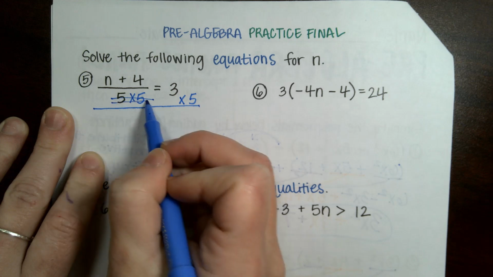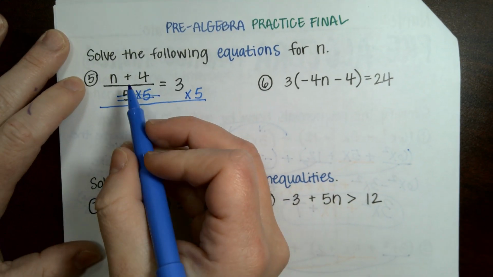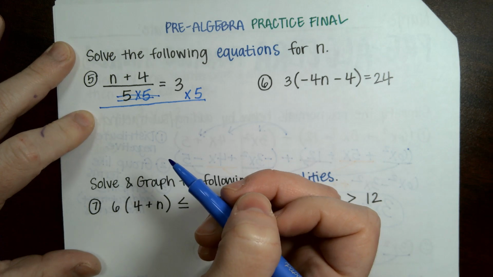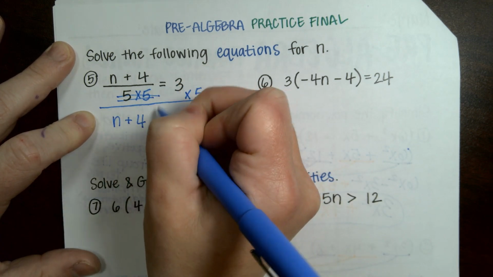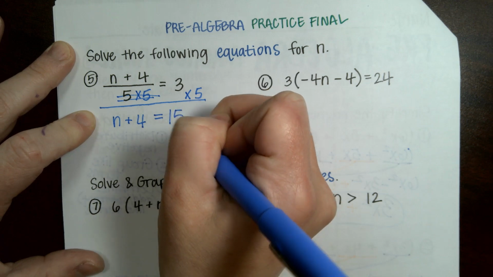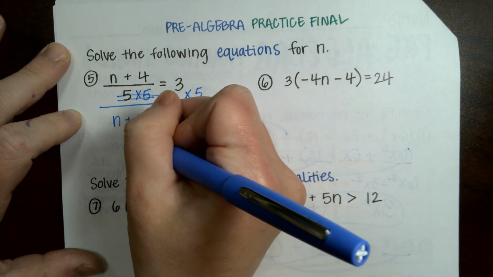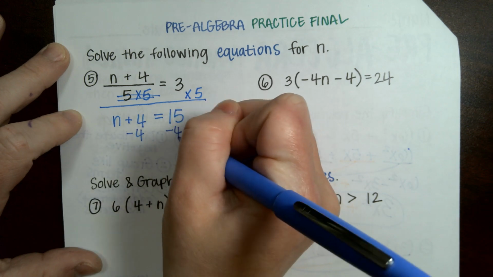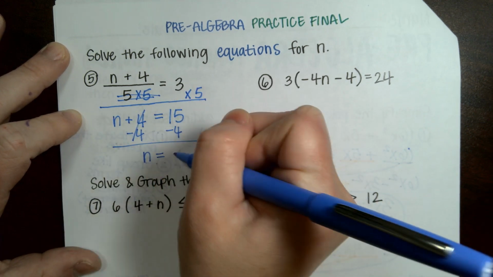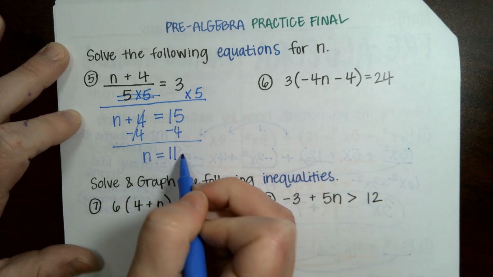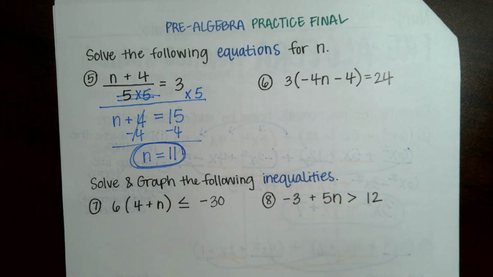And bring the whole thing down. So my 5s cancel, and I'm left with what? N plus 4 equals 15. Perfect. What's next? Minus 4. And n equals what? 11. Good job. All right, any questions about number 5?